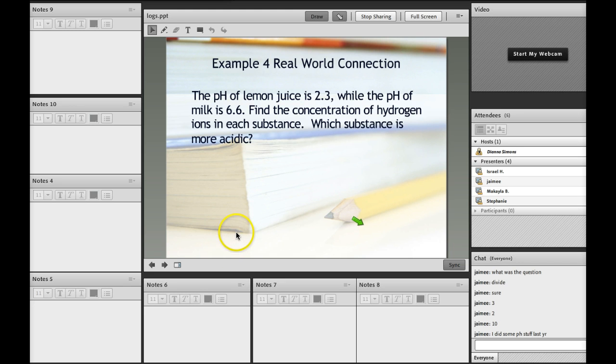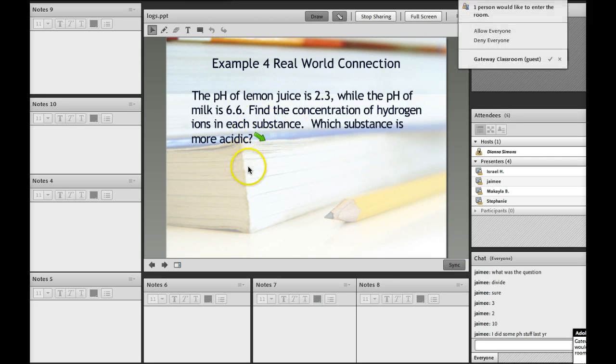Milk or lemon juice? Would it be milk? The number's higher. But what is that neutral number? Do you guys know what that neutral number is? pH of 7. That's neutral. So which of these numbers is closer to 7? 6.6. So this is more acidic than this. I think this is just a real world connection. And if you're in biology, you know how to do this kind of stuff.